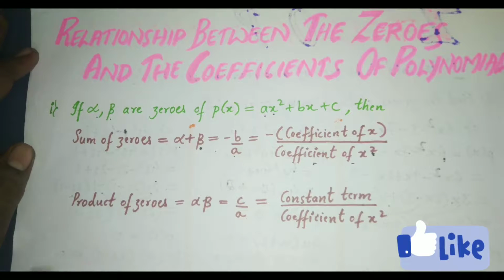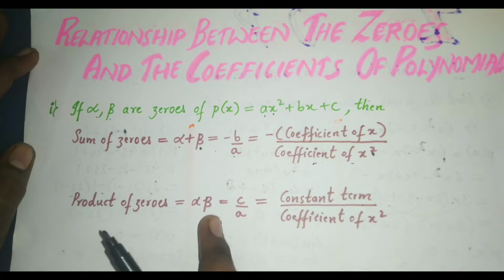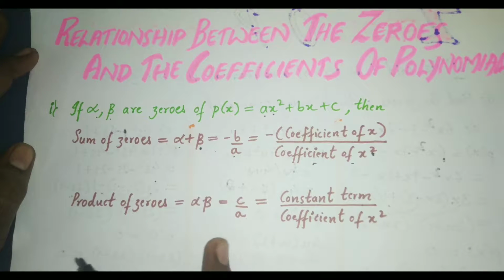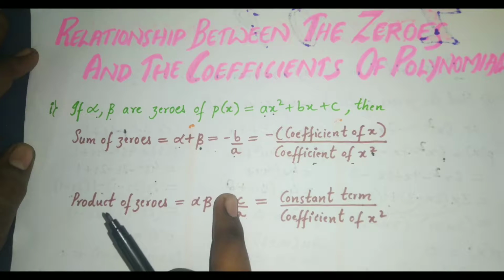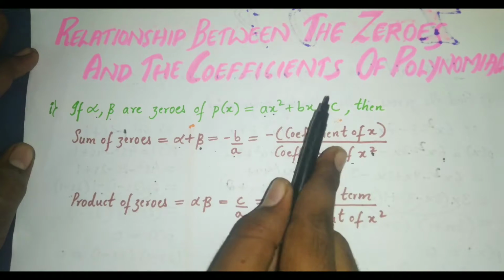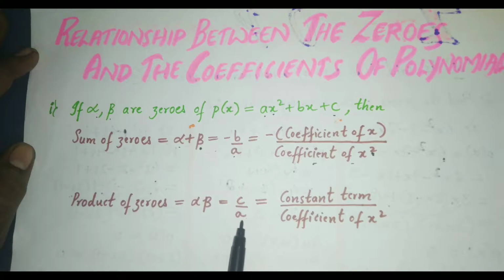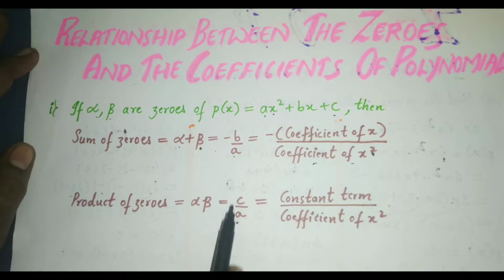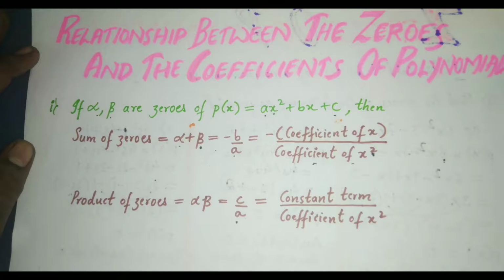Fine. Next one is the product of zeros, that is alpha into beta. Alpha and beta are the zeros of this given quadratic polynomial. Then that is nothing but c by a. What is c? C is the constant term. You can see over here, c is the constant term. What about a? A is the coefficient of x square. So you can apply this c by a formula and find out the product of the zeros also. Fine. So this is the first important point that you have to remember. Let us move on to the second thing.